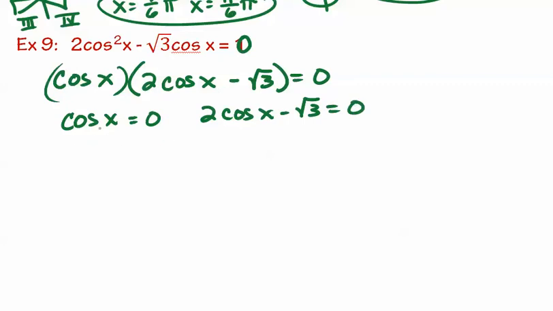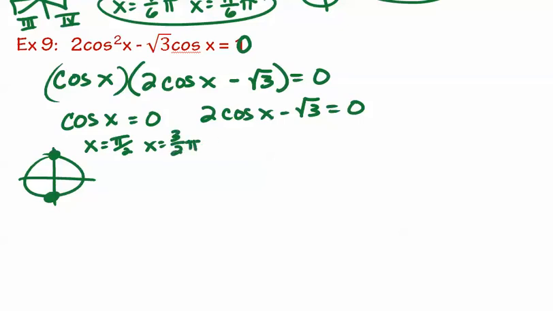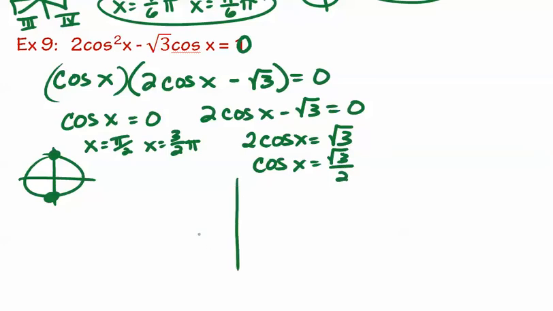And we know the places where cosine is equal to 0. Cosine is the x-coordinate on the unit circle. So these are the 2 quadrant angles where the cosine is equal to 0. So pi over 2, or 3/2 pi. And here we need to isolate our cosine function before we can solve. And we'll divide by 2. And that looks like the long leg of a 30, 60, 90.